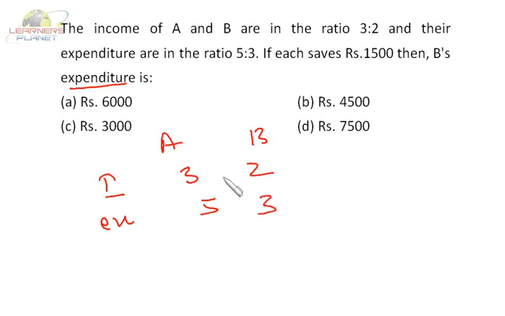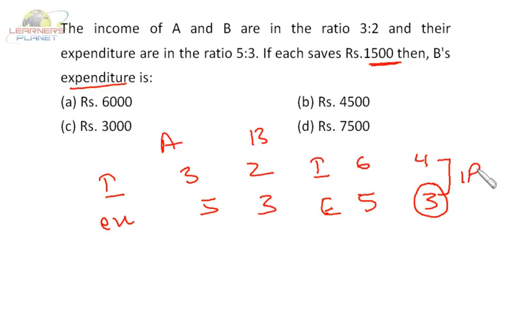Here the difference between these two terms is 1. Here the difference between these two terms is 2. So we cannot make the comparison directly. So let's convert this difference into 2. So it will be 6 is to 4 and here it is 5 is to 3. Now here it is income and it is expenditure, and the difference between income and expenditure is one part, and this one part is given as 1500. Now we have to find out the expenditure of B, which will be 3 parts. If one part is 1500, then 3 parts will be 4500. As simple as that.